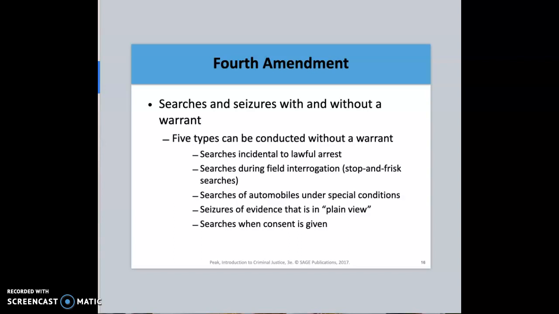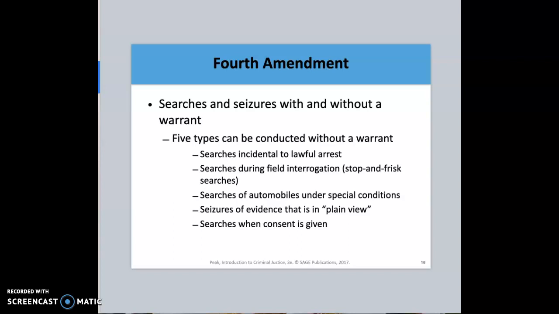All right. Searches of automobiles fall under special conditions. What that means is I can search your automobile if I have probable cause to believe it contains evidence of a crime, or fruits of a crime, or instrumentalities of a crime. I do not need to get a search warrant. I can search it based on probable cause, and that's because cars are mobile. In other words, by the time I go get a warrant, you could drive away, or an array of other things can happen unless I take the car and search it.